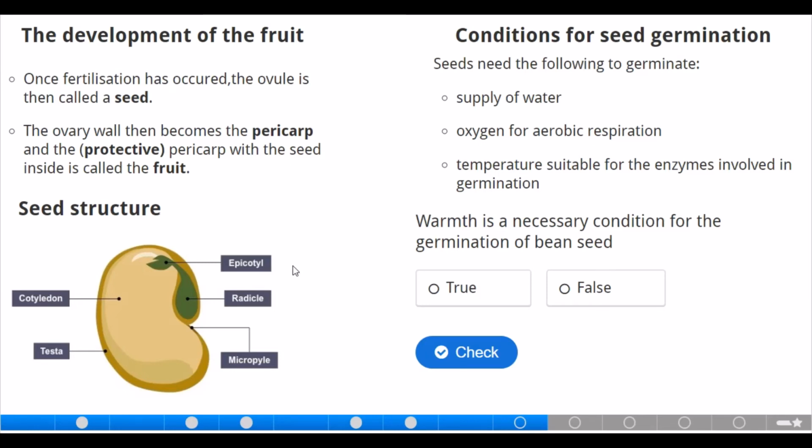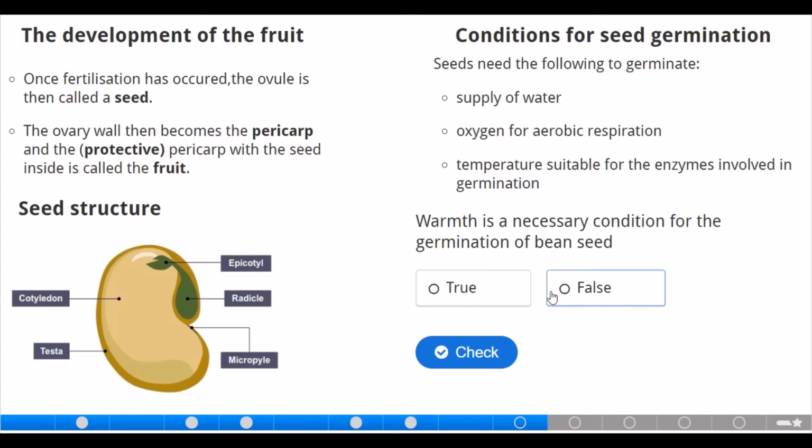And then conditions for seed germination. Seeds need the following to germinate. Seeds need a supply of water, they need oxygen for aerobic respiration, and they need a temperature suitable for the enzymes involved in germination. Warmth is a necessary condition for the germination of bean seed.